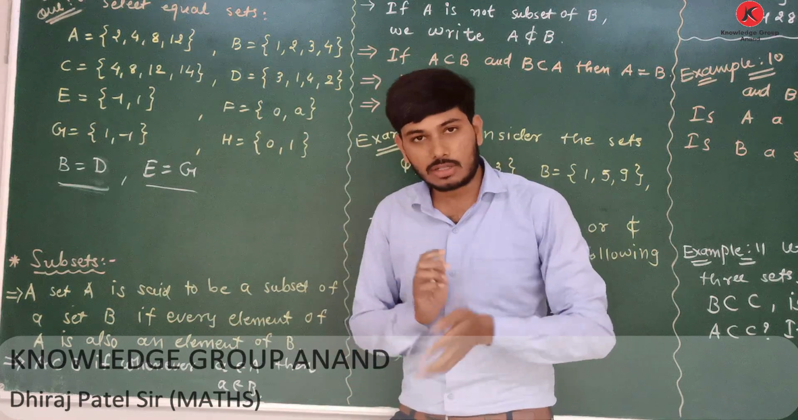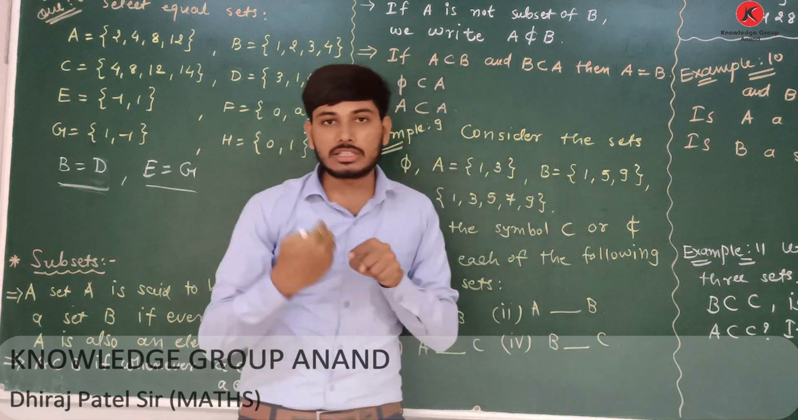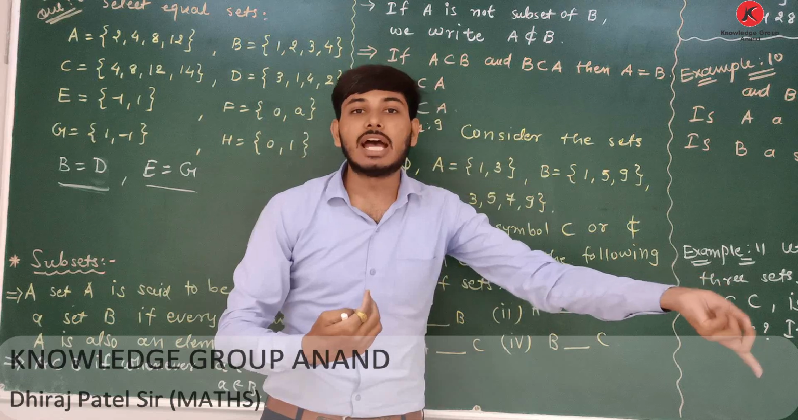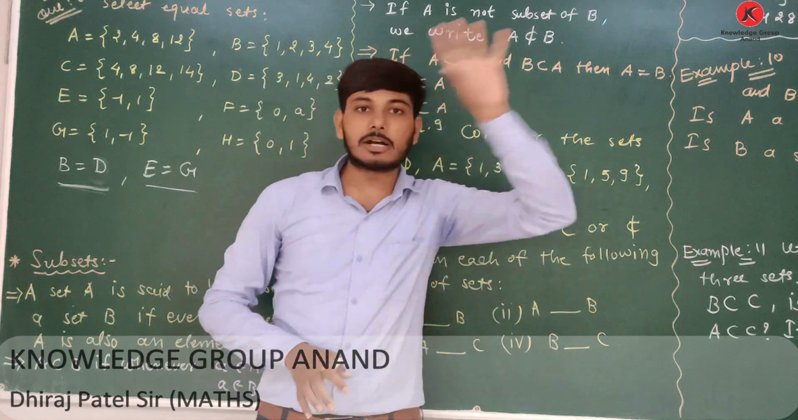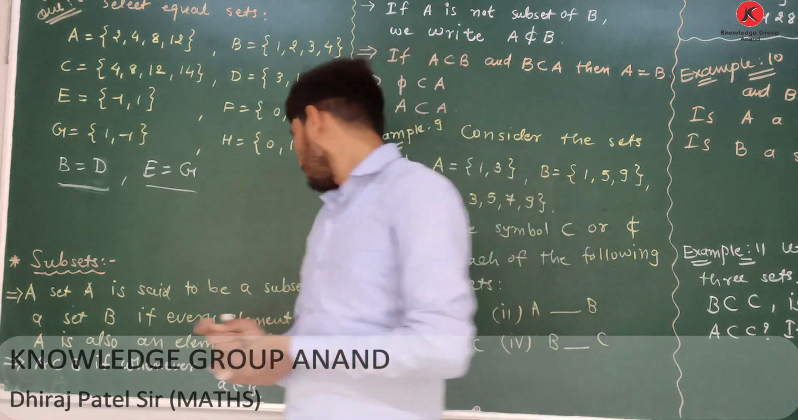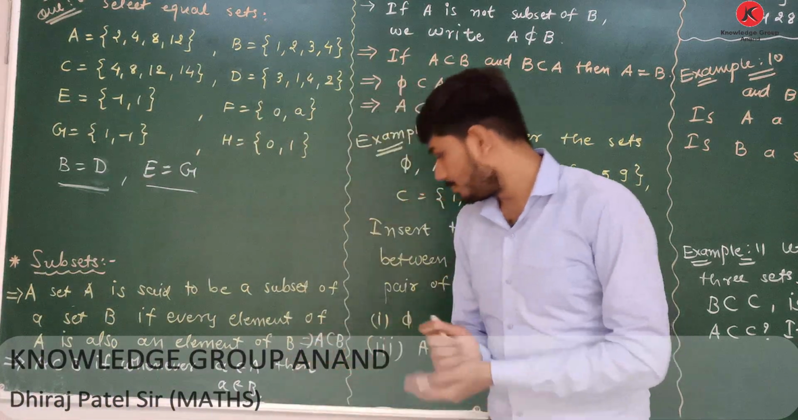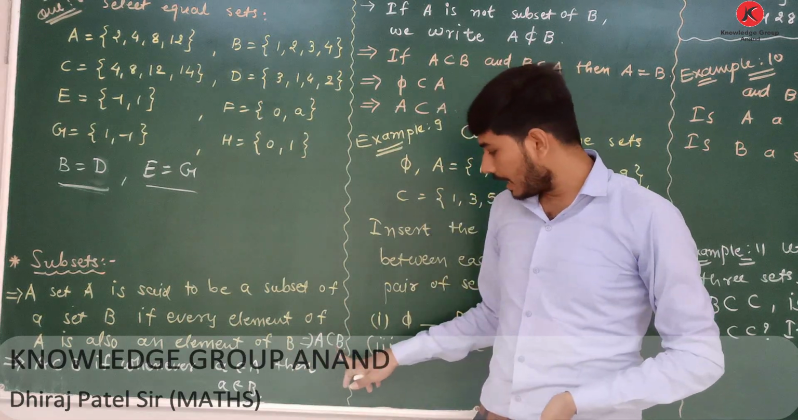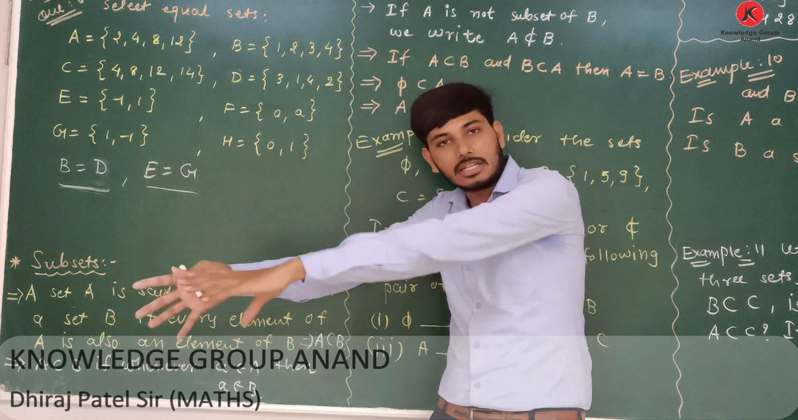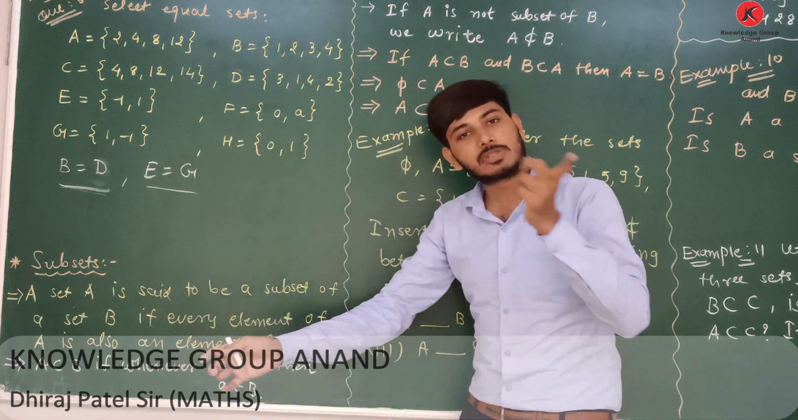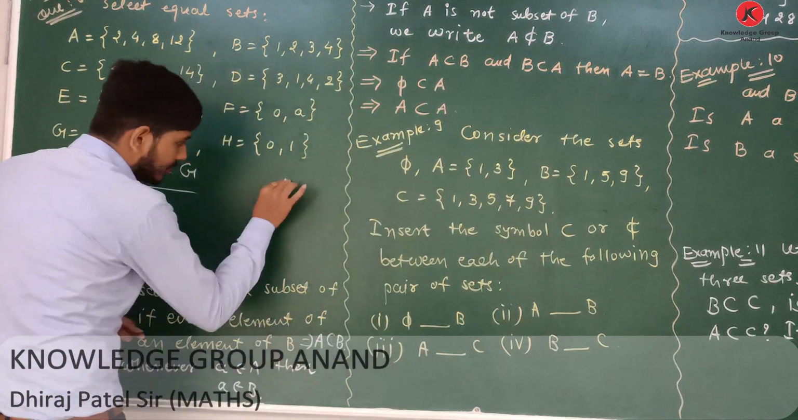If all the elements of set A are in set B, then it is said that A is a subset of set B. It is denoted as A subset B. In reverse, suppose all the elements of set B are in set A, then we can say that B is a subset of A. Okay, so we can write it like B subset A.